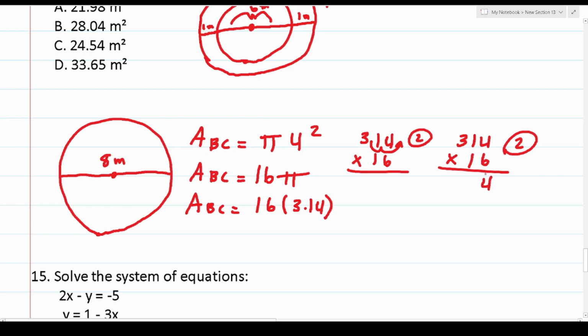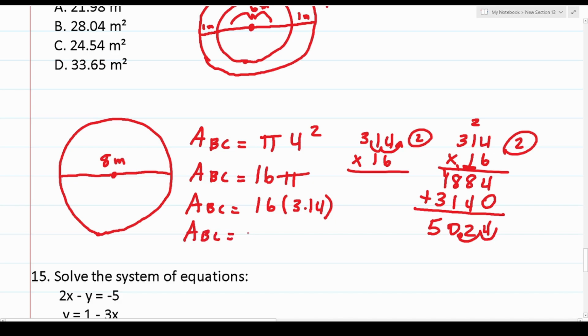4 times 6 is 24, so bring down a 4, carry a 2. 1 times 6 is 6, plus 2 is 8. 3 times 6 is 18. Before we start multiplication with this 1, we have to bring in a 0 placeholder. 1 times 4 is 4. 1 times 1 is 1. 1 times 3 is 3. Let's add these together. 4 plus 0 is 4. 8 plus 4 is 12. Carry a 1. 8 plus 1 is 9, plus 1 is 10. Carry a 1. 3 plus 1 is 4, plus 1 is 5. Bring our two decimals back into the left. So we can see that the area of this big circle is 50.24.